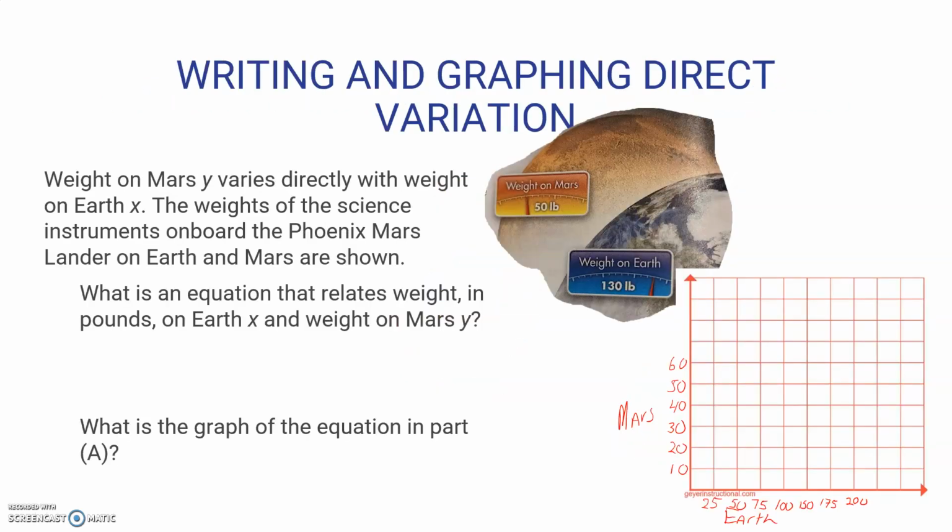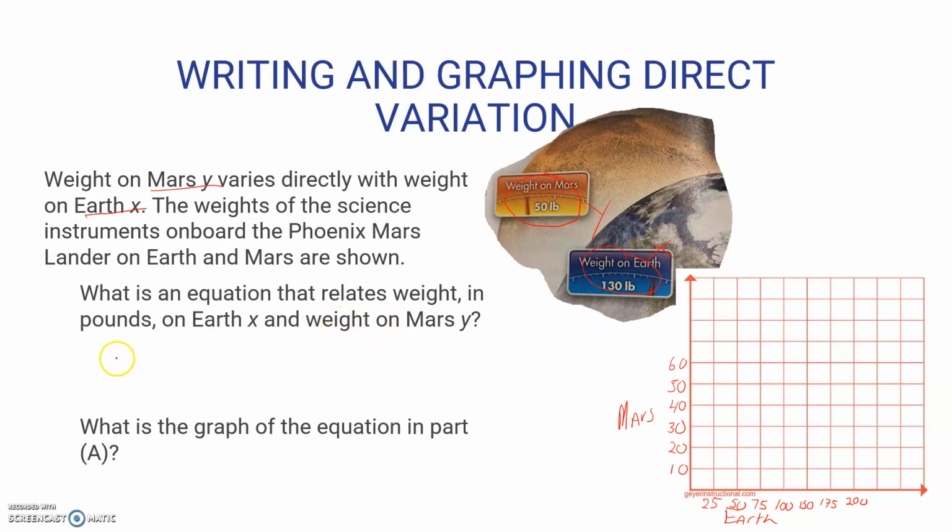Alright, last example. It says the weight on Mars, y. So in our problem here, whatever the weight on Mars is, we're going to represent it with y. Directly varies with the weight on Earth, which we're going to represent with x. The weights of science instruments on board the Phoenix Mars lander on Earth and Mars are shown. So here they are. We have weight on Mars, y. We have weight on Earth, x.